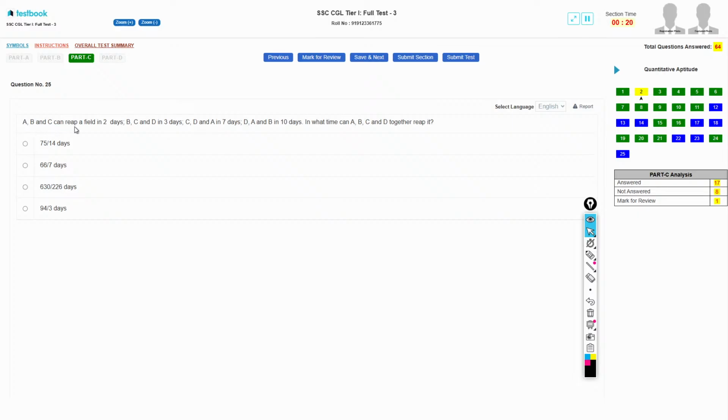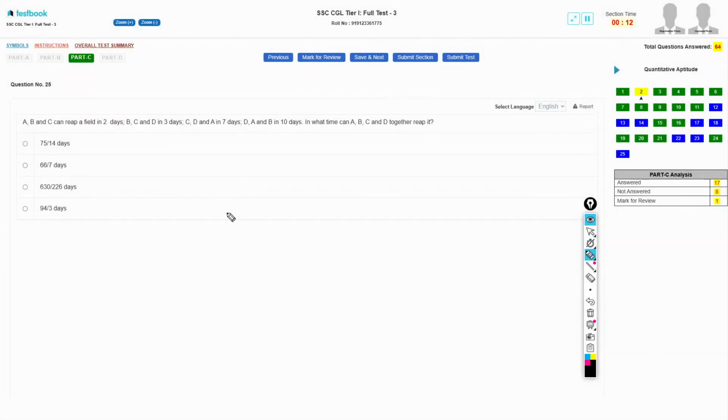A, B, C can do it in 2 days. Oh shit. I will not be able to complete it. No way I can complete it. Yeah.